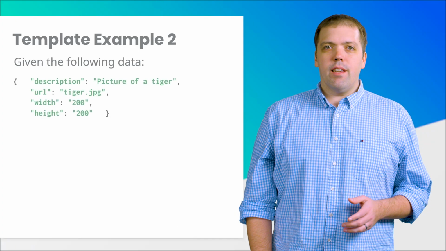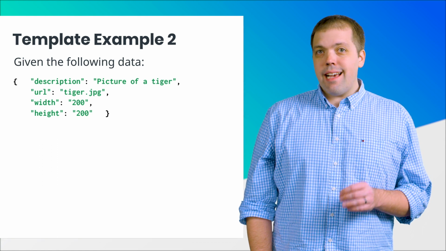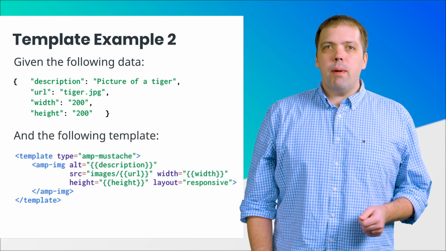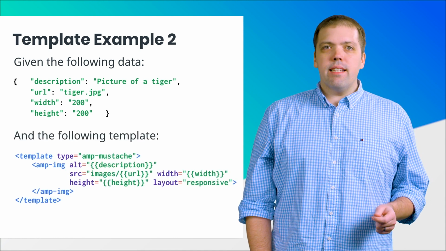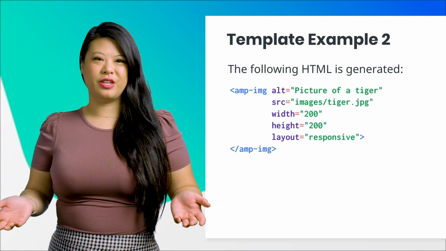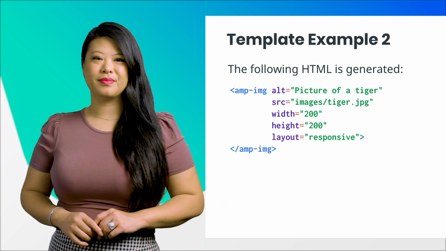Mustache variables can replace more than just text. You can use mustache variables within HTML attributes as well. Check out this example. At the top, we have the data, which includes not just text, but also a URL and width and height values. At the bottom is the template, which inserts that data into HTML attributes. And this is the HTML that gets generated. The source, width, and height attributes come right from our template.